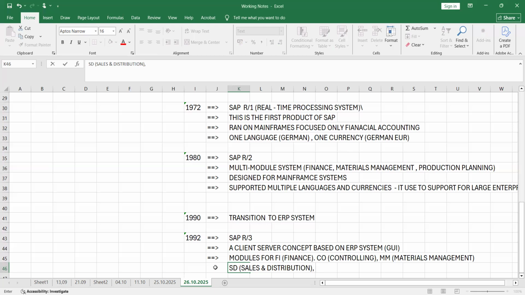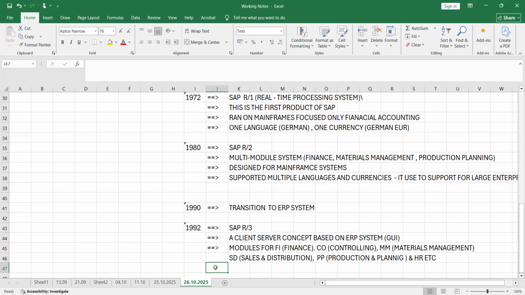Next one, PP. So they came up with multiple modules. PP, nothing but production and planning, HR, etc. Earlier in the first module, we had only the finance module. After that, they came up with finance, marketing, materials management in the second one, and production planning. But in the third one, they extended to the controlling module and the sales and distribution module.